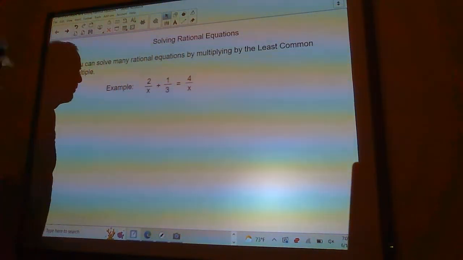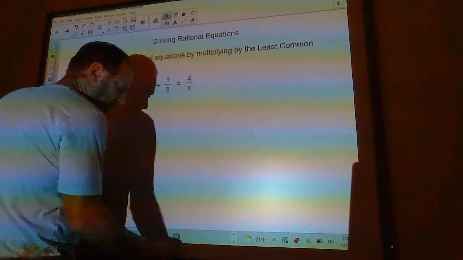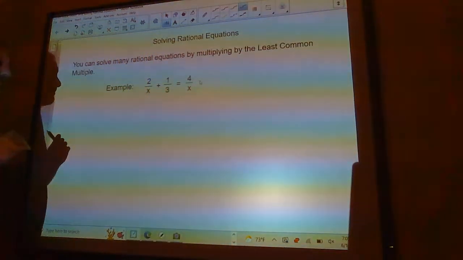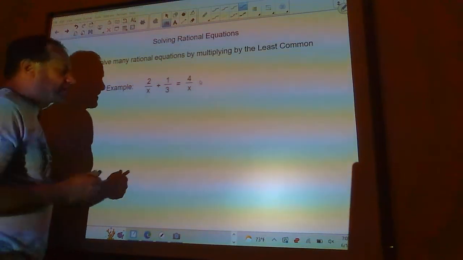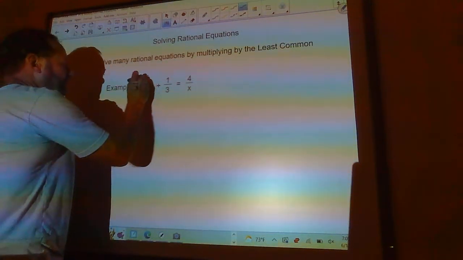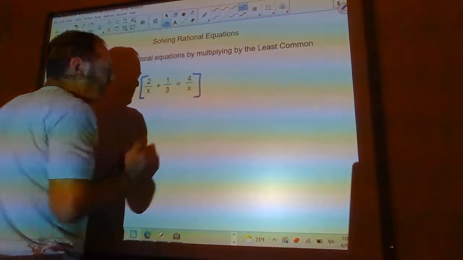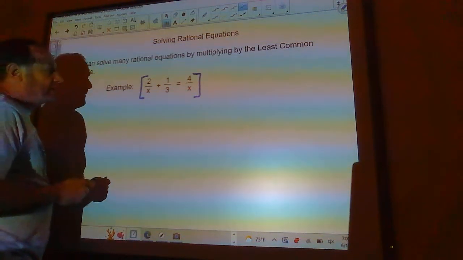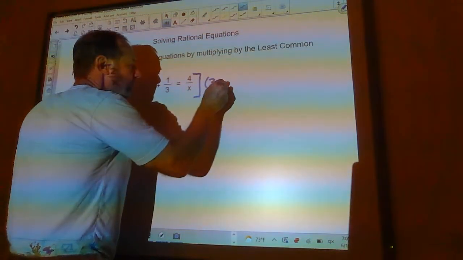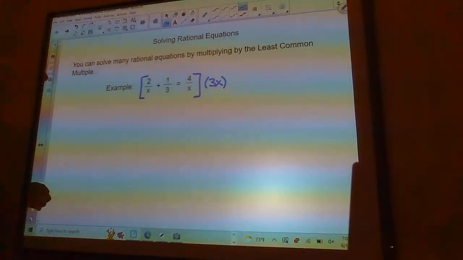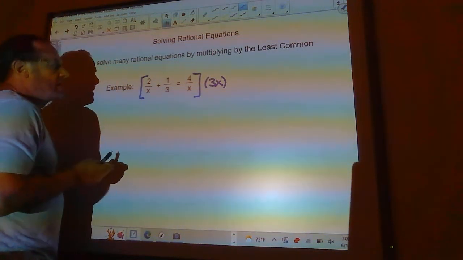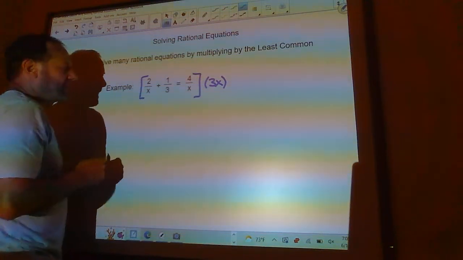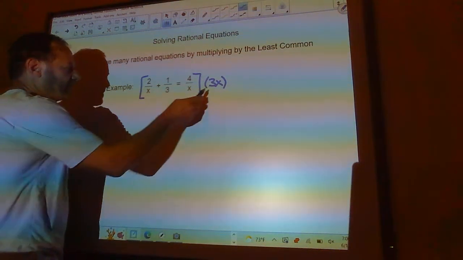2 over x plus 1/3 equals 4 over x. Now, when I have fractions like this and I want to get rid of them, I don't want to deal with the fractions. Here's what I do. I just take this whole thing and I multiply it by 3x. That's the least common multiple of the bottoms here. Now, I multiply each term by 3x, and that gets rid of everything. So watch how this goes.